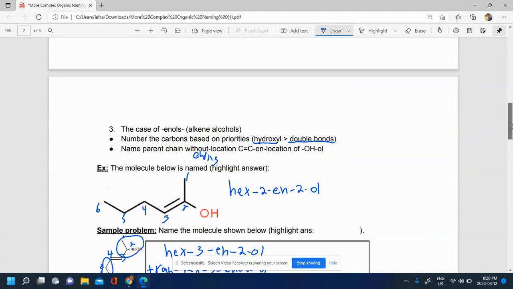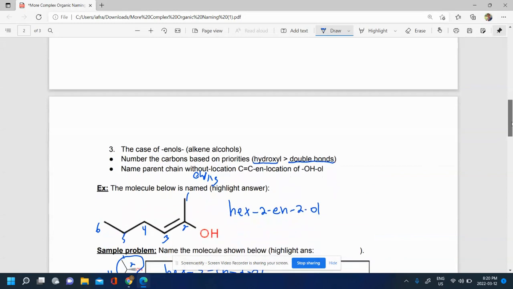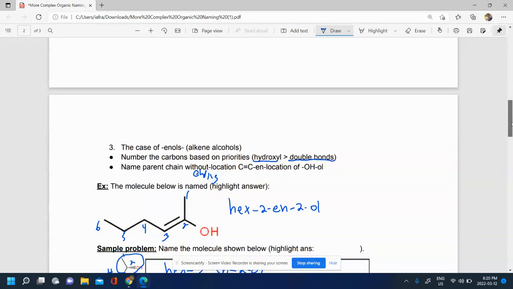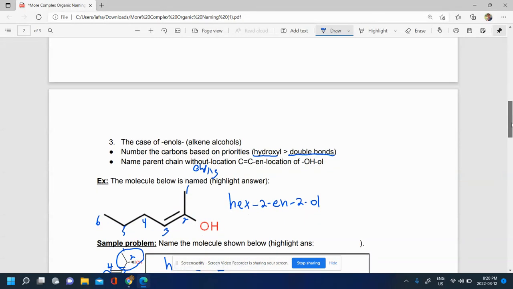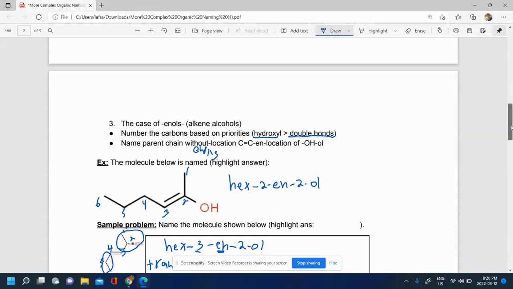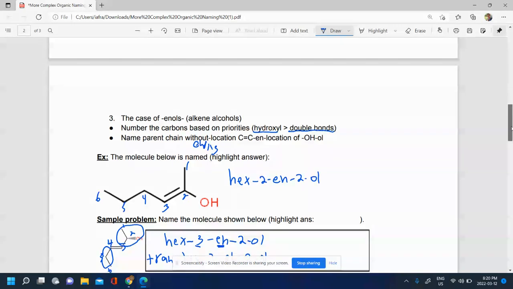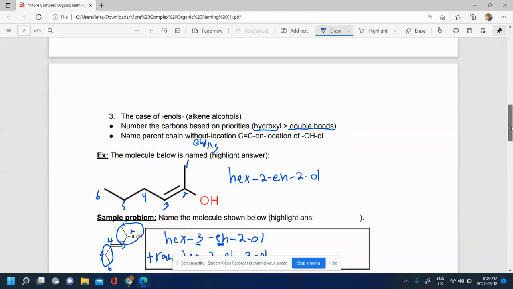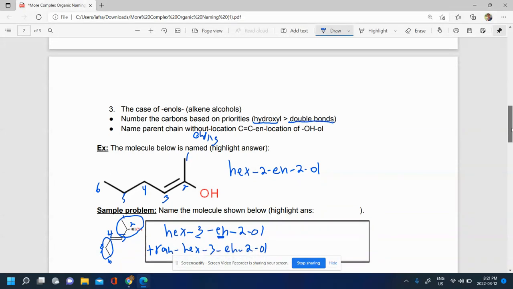So what we saw in this lesson is how to name enols with the hydroxyl and alkene combination. They're basically just alcohols with double bonds. It's just a combination of the two naming rules. We have to indicate where the double bond is, and we have to indicate where the hydroxyl is.